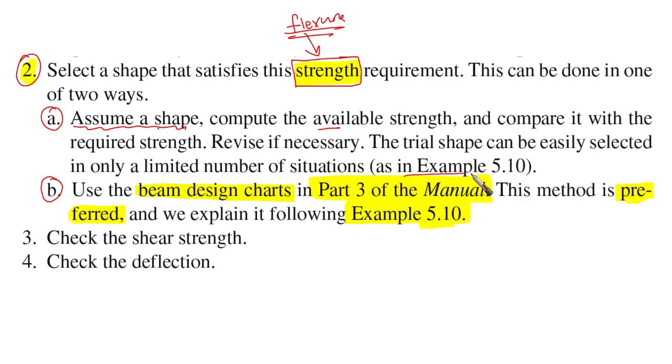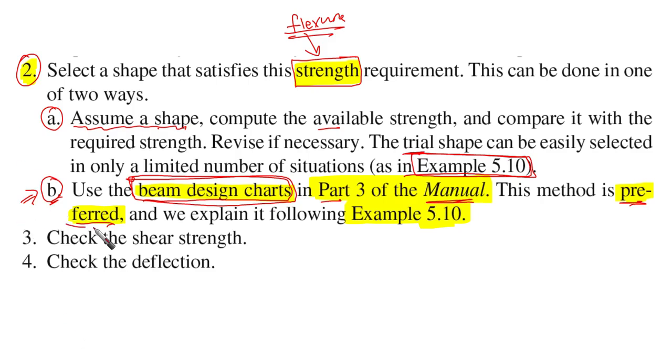You can refer to this example in the textbook. Sometimes you are going to find some limitation regarding the trial shape. So you start with a trial shape that satisfies some architectural requirement, and you can design or check based on this first trial shape. The other strategy is to use the beam design charts in Part 3 of the manual. We are going to use this in our example. This method is preferred, and we explain it in the following example.